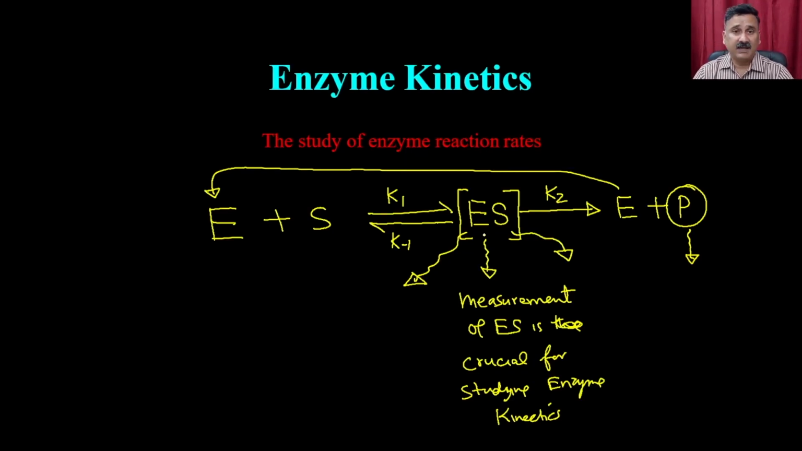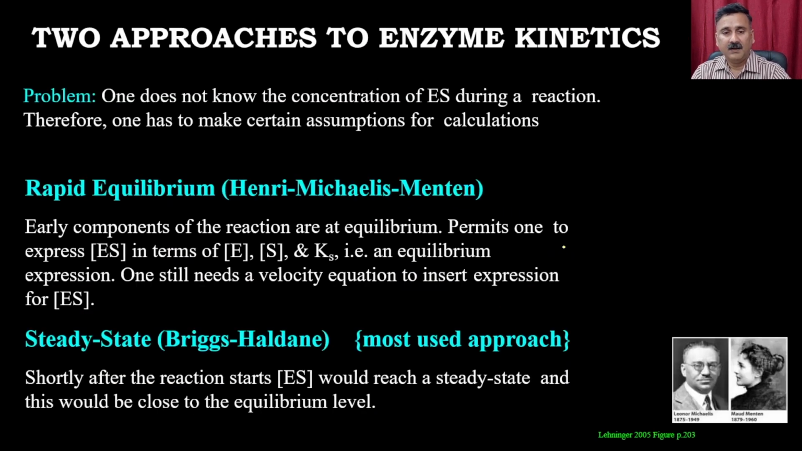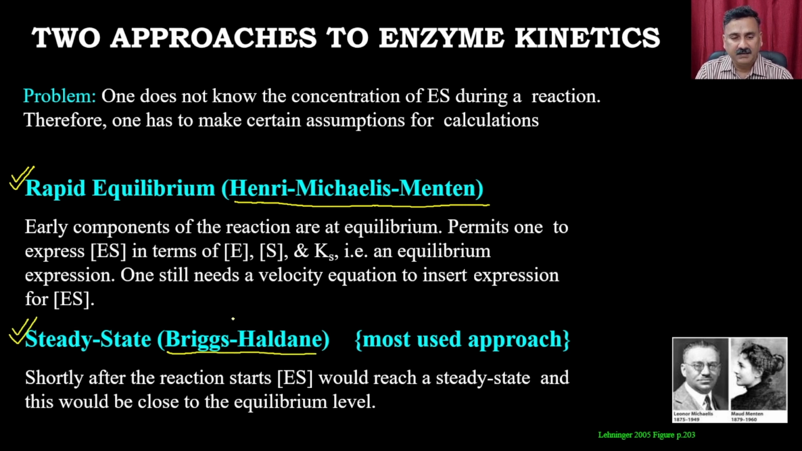So if we cannot measure the enzyme substrate complex, you have to make different types of assumptions in case you want to study enzyme kinetics. We have two different types of assumptions. One is called the rapid equilibrium, which is the assumption made by Henri and Michaelis-Menten, and the second is the steady state assumption, which was made by Briggs and Haldane. This is the latest approach, and the other is the older approach.